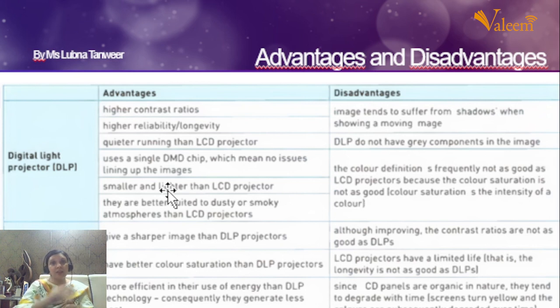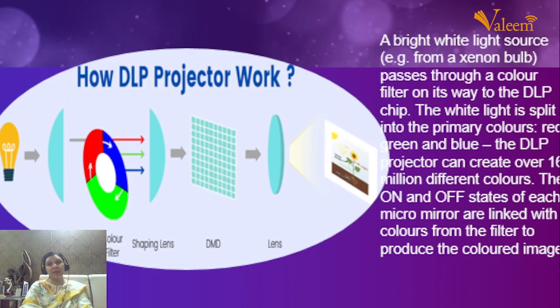While LCD projectors, although they produce a sharper image, are made up of carbon compounds, so they deteriorate with time, right? After a particular amount of hours, like 1000, 2000, 5000 hours, their life will be over, and you will have to change it or give it for repair, right? So this is the difference between LCD and DLP projectors. I have explained in detail how both of them work.